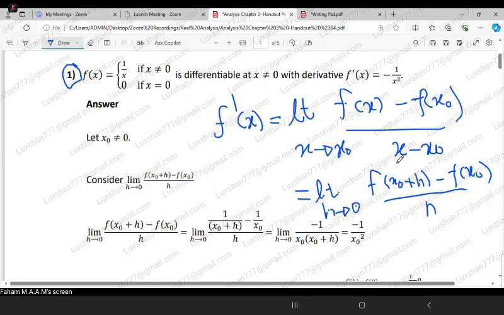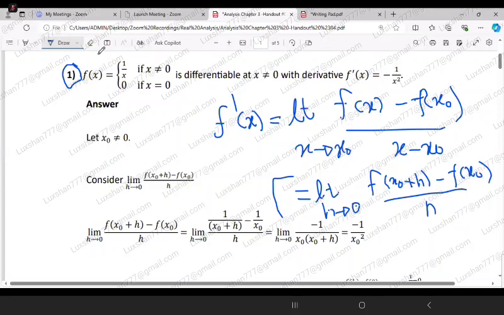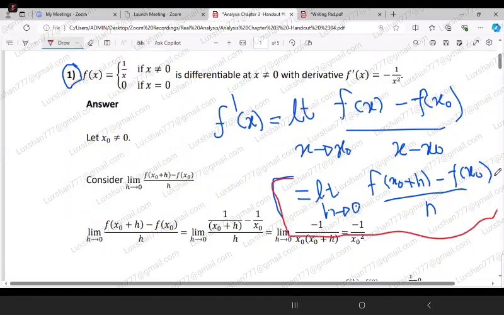Either you can consider this one or this one. Okay, so in some situations this may be easy for us to derive some conclusion. Therefore, mostly people use this form of definition. Both are similar. We are taking x equal to x naught plus h, so that is why we are considering this one.